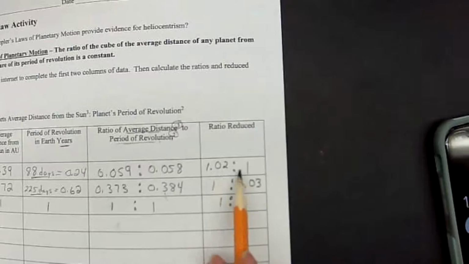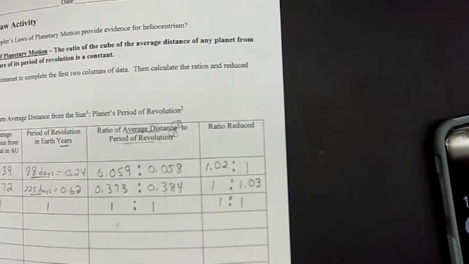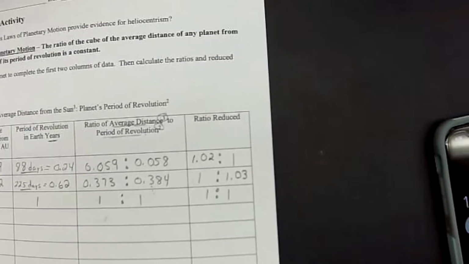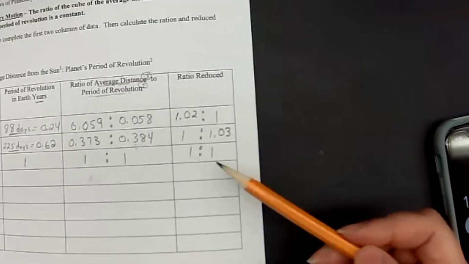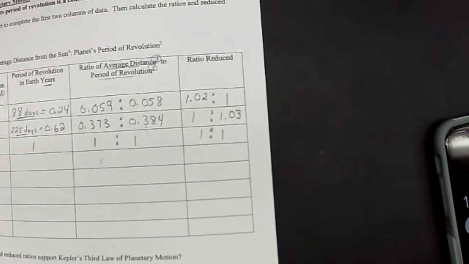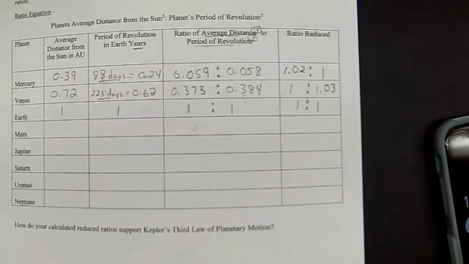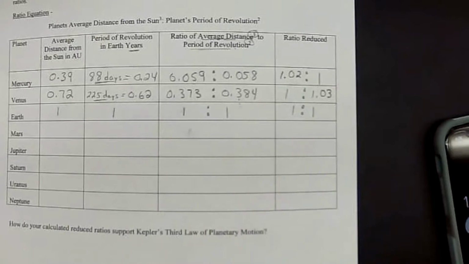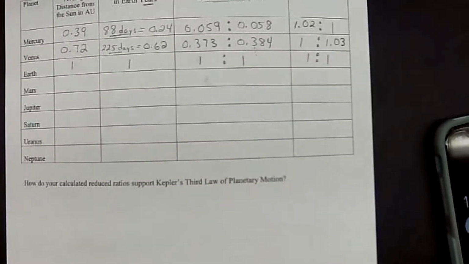So those numbers, even though these are not exactly the same, they are close enough to be the same. So you should find that your reduced ratios are very close to 1 to 1. There will be a planet that's an outlier, and we'll talk about that in a future lesson. So finish calculating, look up the rest of these values, do the calculated ratios, and then answer the last question. And that's it. You guys have a good day.